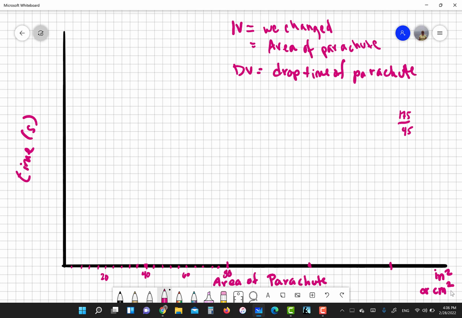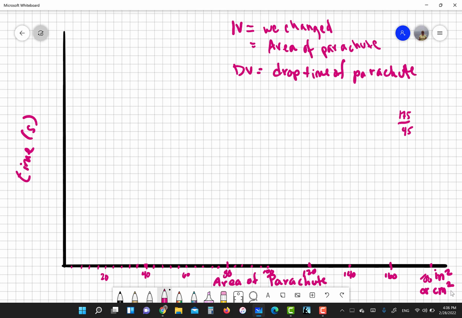That should be 80, 100, 120, 140, 160, and this one would be 180, right? So now I have an equal division of my x-axis. And again, yours is going to be different depending on what your numbers are, but that's how you can easily do it. Just a little bit of rounding.